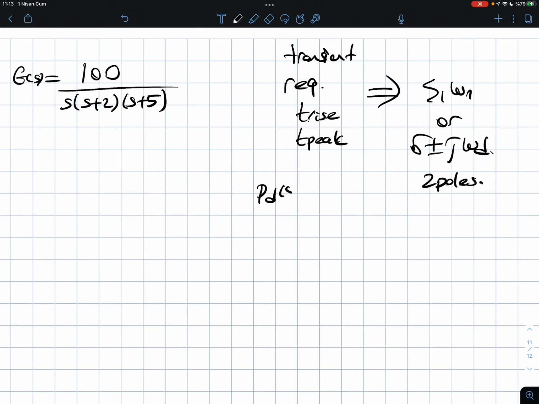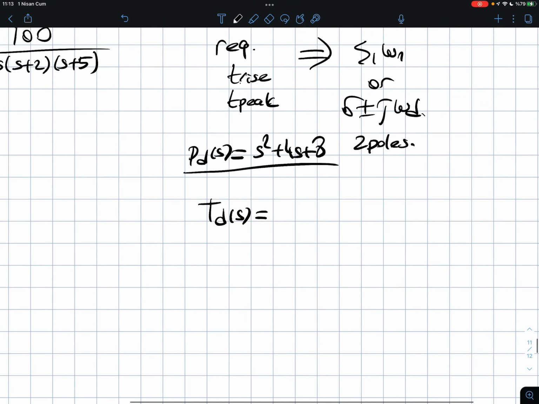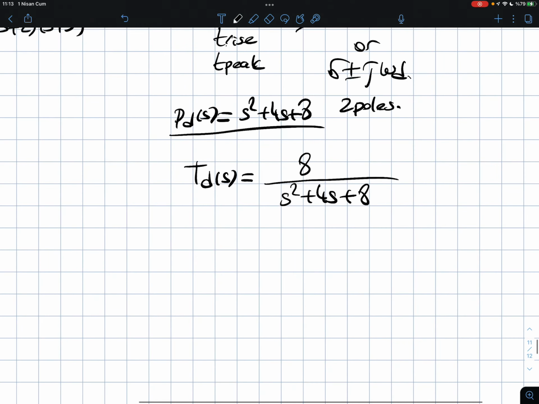So that's it. Now, we can form a polynomial based on zeta and omega n, or sigma and omega d, that looks like this, for example. In our case, it is s squared plus 4s plus 8. This is the ideal transients that we aim for. And if this would have been the ideal case, then the closed loop would look like this, and I want to track some inputs, so therefore I need to use 8 in the numerator, because if I plug in s equals 0 for the final value theorem, I can see that the gain would be equal to 1. So therefore we would have reference tracking. Now, this is the idea of the best closed loop transfer function that fits the rise time and peak time in this case.